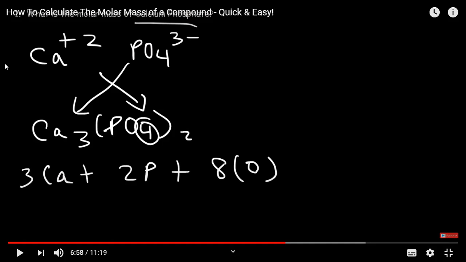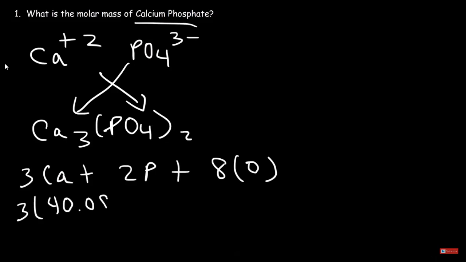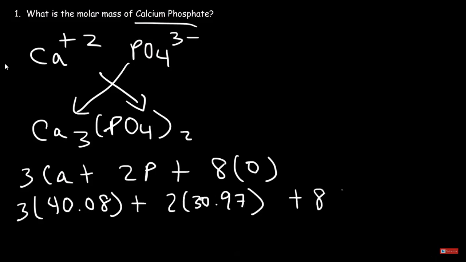To calculate them, 3 times the atomic mass of calcium, which equals 40, plus 2 times the atomic mass of phosphorus, which equals 30, plus 8 times the atomic mass of oxygen, which equals 16, and finally we can calculate it by this method. Now, each calcium atom has an atomic mass of 40.08. Phosphorus is 30.97. And oxygen has an atomic mass of 16.